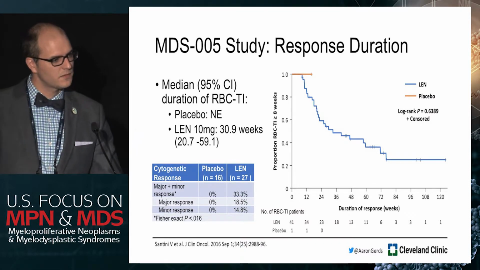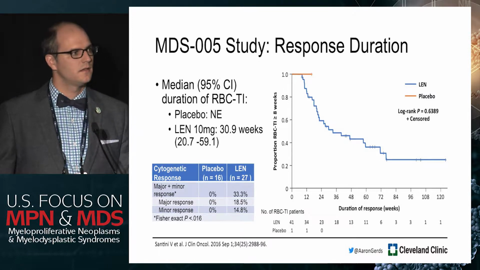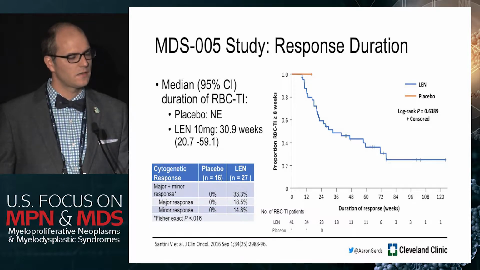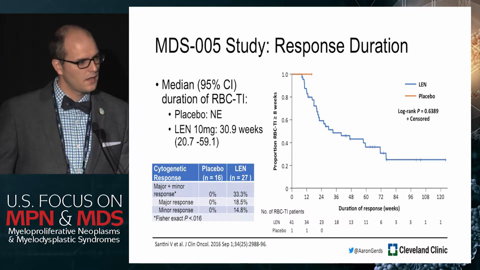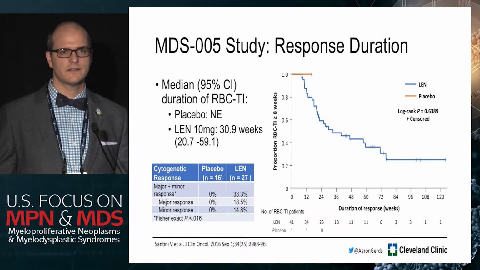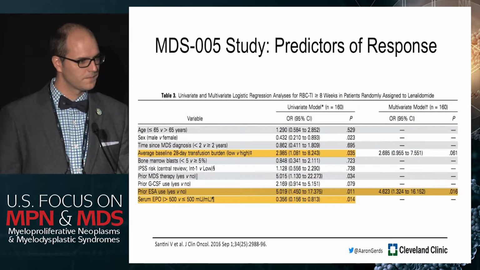There were cytogenetic responses seen, although not to the same degree as in patients with del(5q). A major plus minor response was seen in 33% of patients, and a major response only in 18% of patients. So cytogenetic responses, but not to the degree of the del(5q) population.